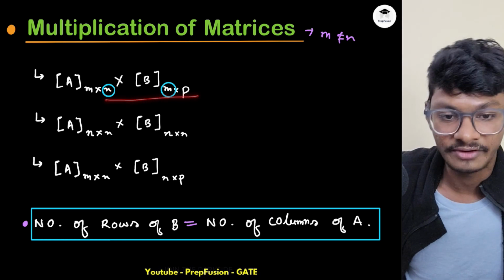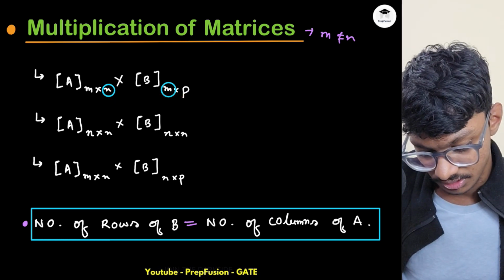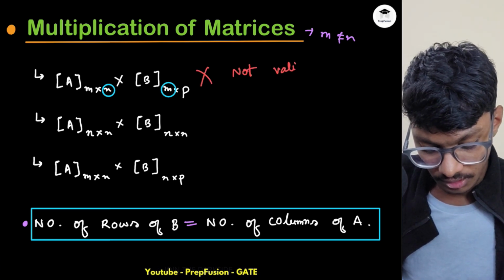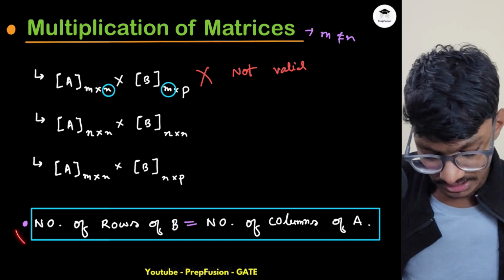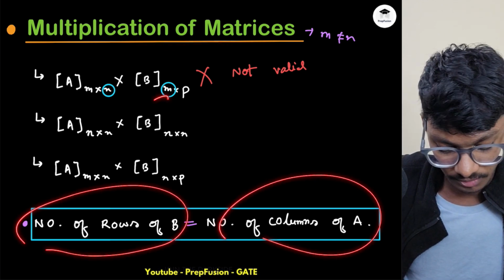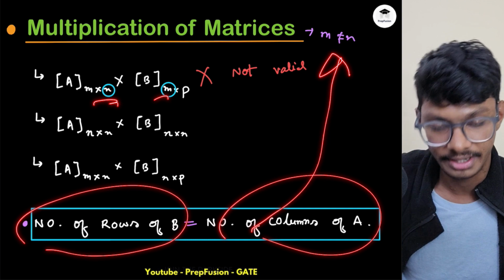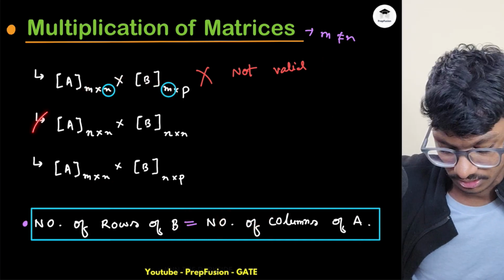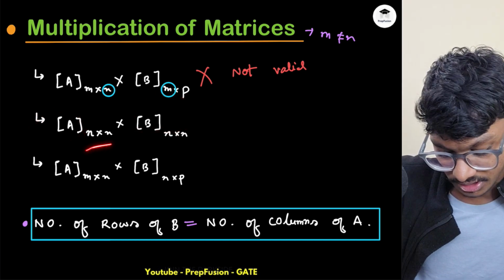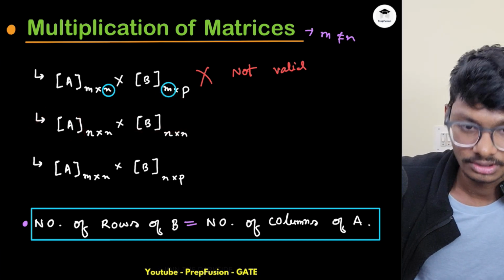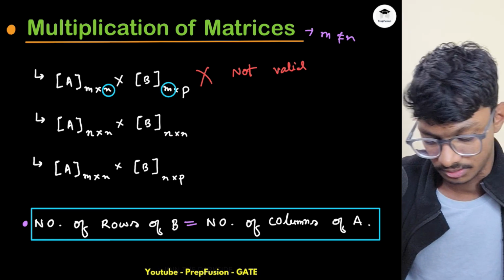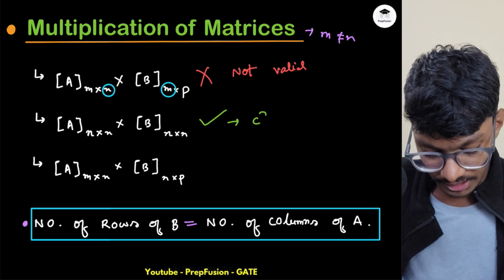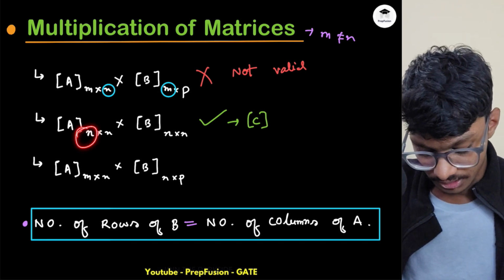is this a valid operation? This is not valid. Why? For proper multiplication of matrices, the number of rows of B should be equal to the number of columns of A, and we have already mentioned that M is not equal to N. So this is not a valid operation here. A and B, here both of them are square matrices, N cross N, N cross N. So is this a valid multiplication? This is a valid multiplication, and the resultant we'll get is N cross N.